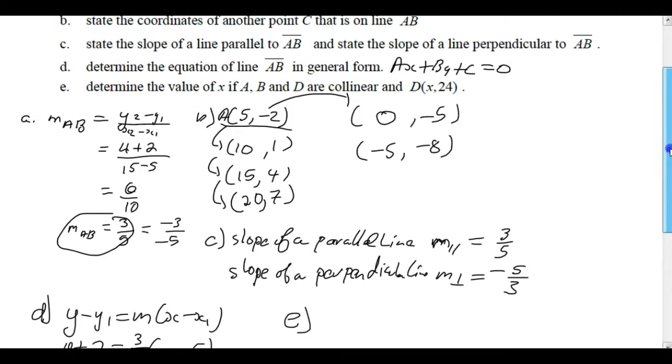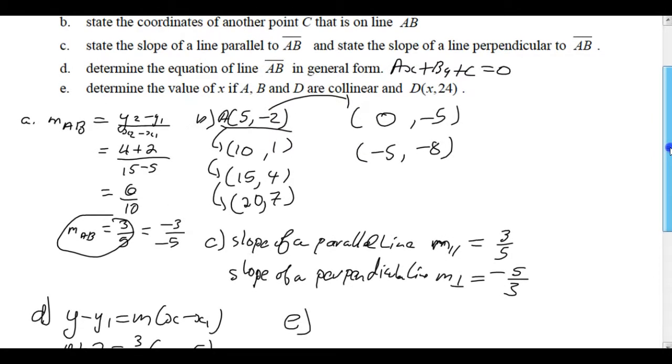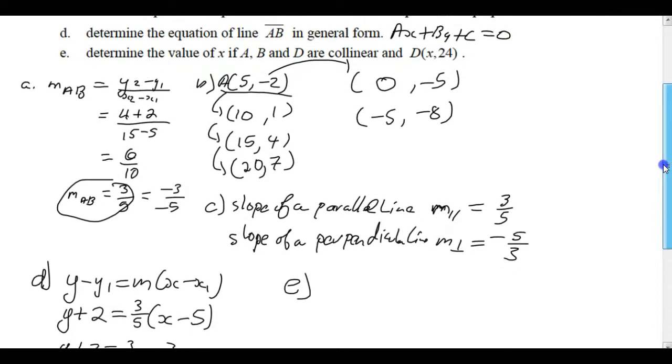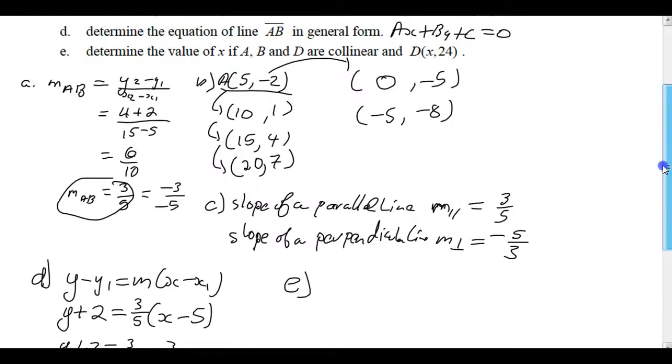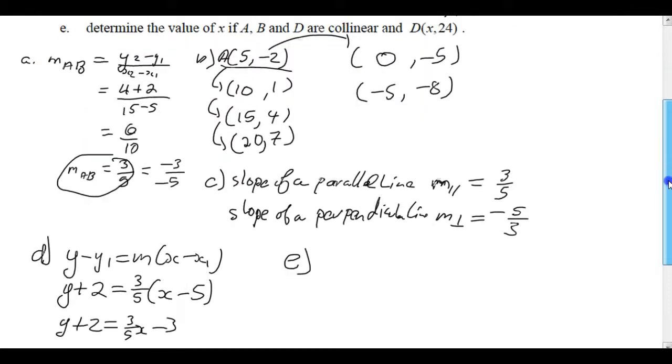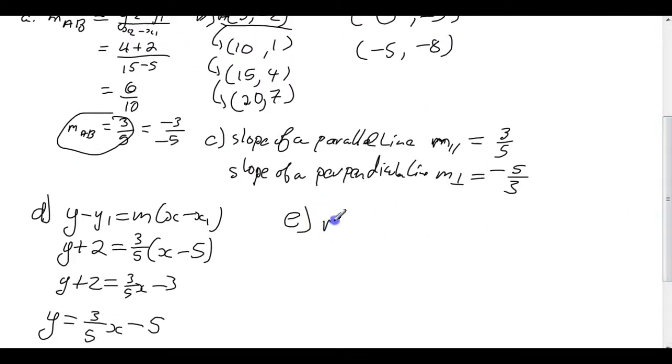E, what's E? Determine the value of x if A, B, and D are collinear and D is the point x, comma, 24. All right, well, we know if they're collinear, A, B, and D, then they're going to have the same slope. So the slope from A to D is equal to y2 minus y1 over x2 minus x1. We know the slope has to be 3/5.